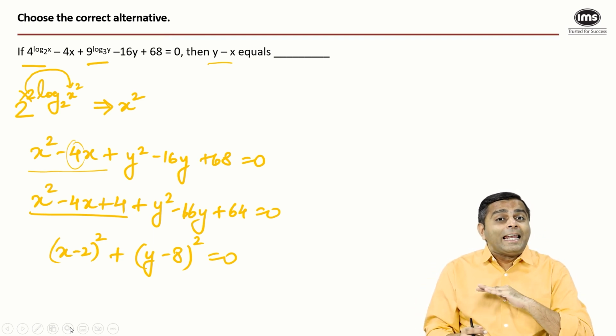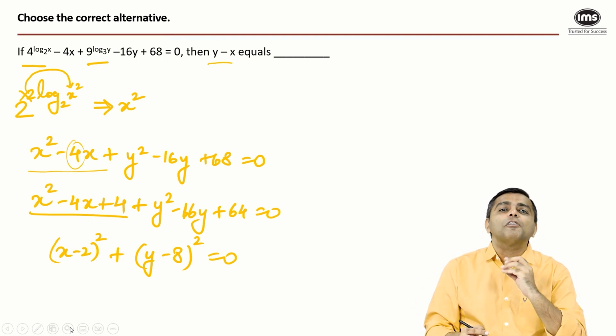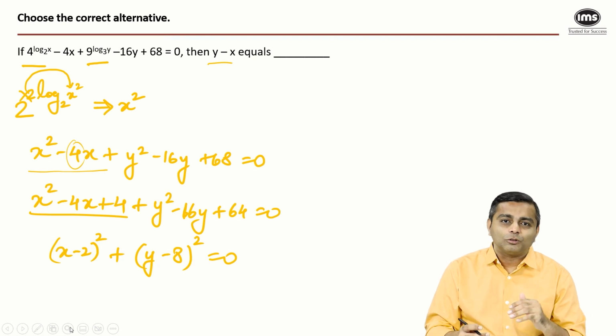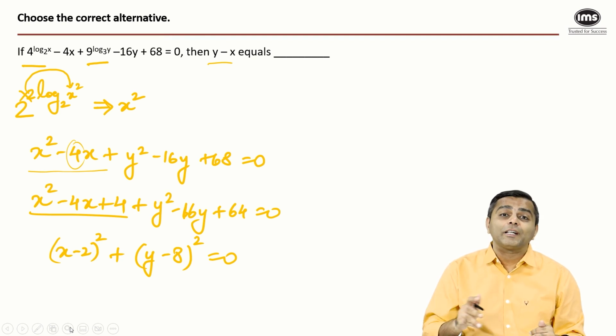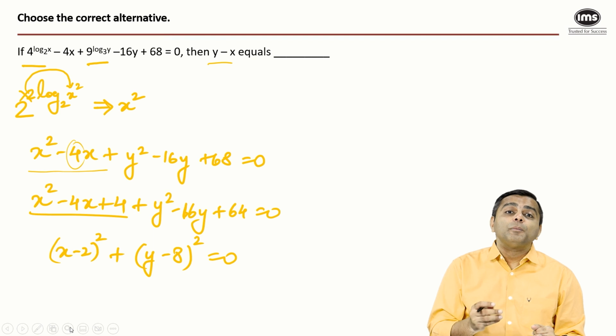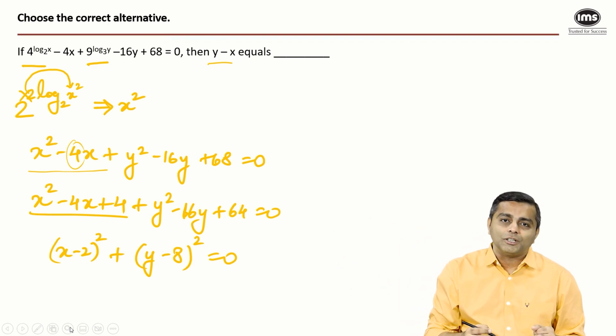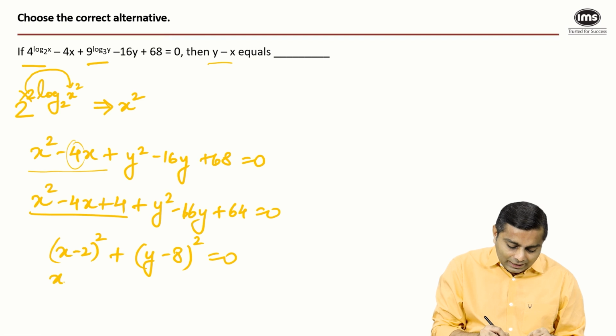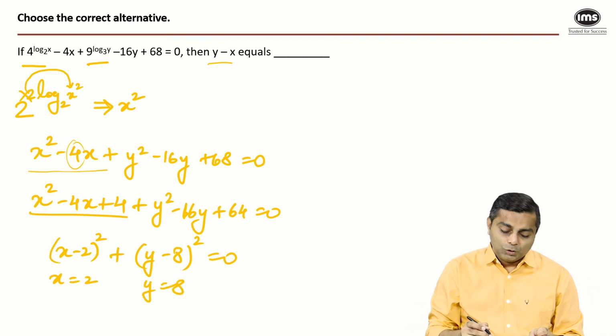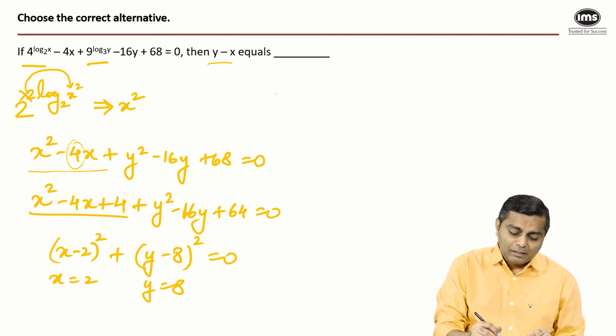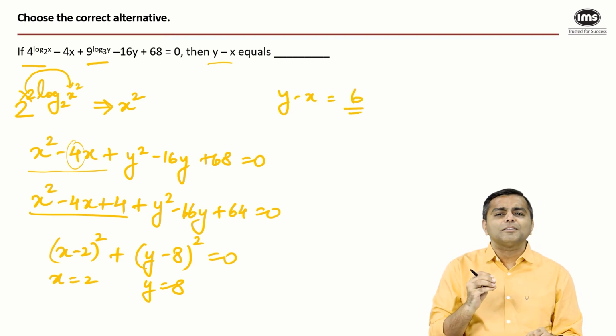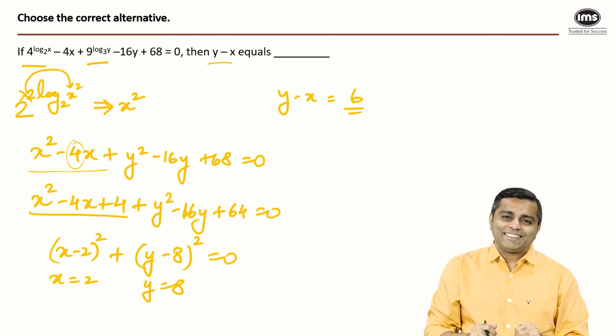You know that a square can never ever be negative. So worst case, a square can be 0. The lowest possible value of a square is 0. It can't be negative ever. Which means individual terms have to go to 0 to give us a right hand side equal to 0. Correct? Which means here x has to be equal to 2 and y has to be equal to 8. Simple. So what have they asked? They have asked us y minus x. Y minus x is 8 minus 2. My answer is going to be a simple, straightforward 6.